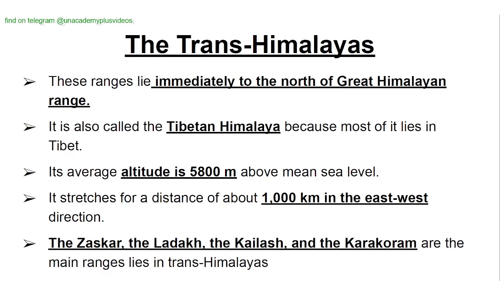The Trans-Himalayas. These ranges lie immediately to the north of the Great Himalayan Range. It is also called the Tibetan Himalaya because most of it lies in Tibet. Its average altitude is 5,800 meters above the mean sea level. It stretches for a distance of about 1,000 km in the east-west direction. The Zaskar, the Ladakh, the Kailash, and the Karakoram are the main ranges in the Trans-Himalayas.